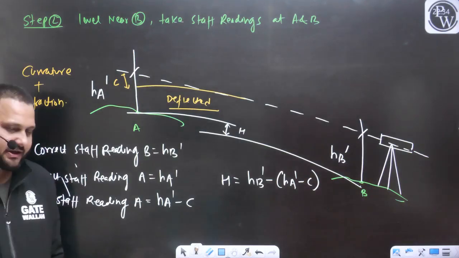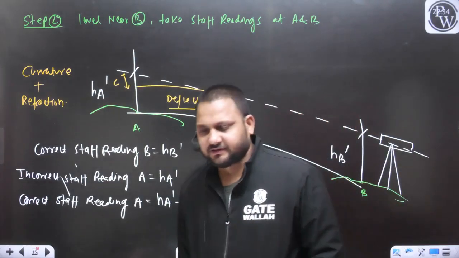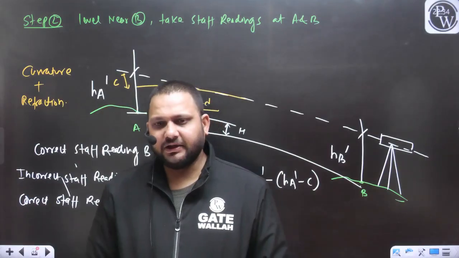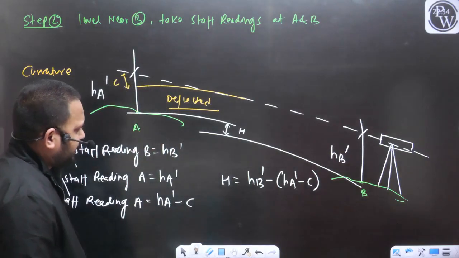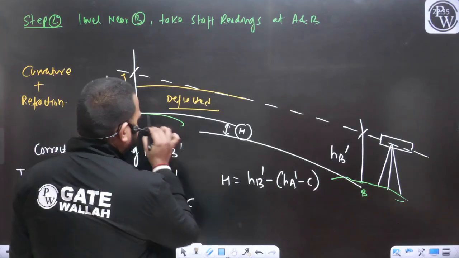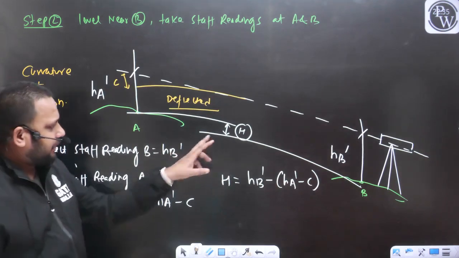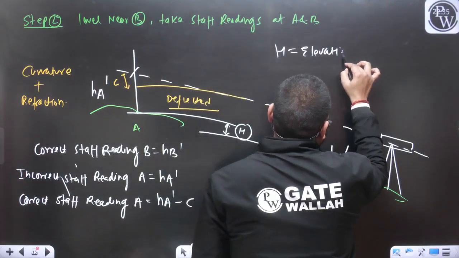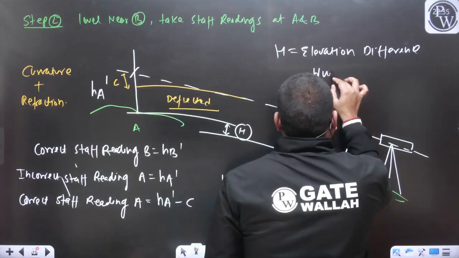Please confirm the point is clear. What is this HA, HB? Why you are subtracting HA dash minus C from HB dash? Because I want to find out this elevation difference between the point A and B. H is the elevation difference between point A and B.